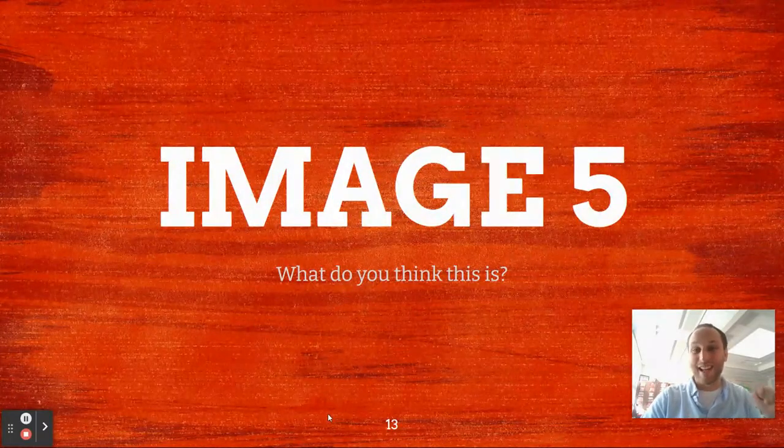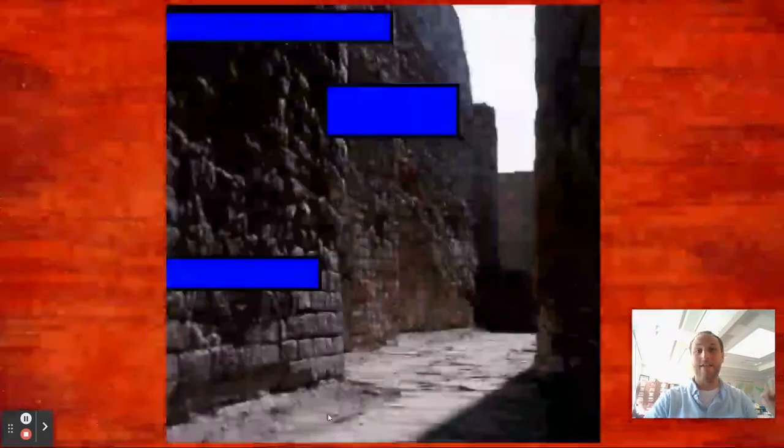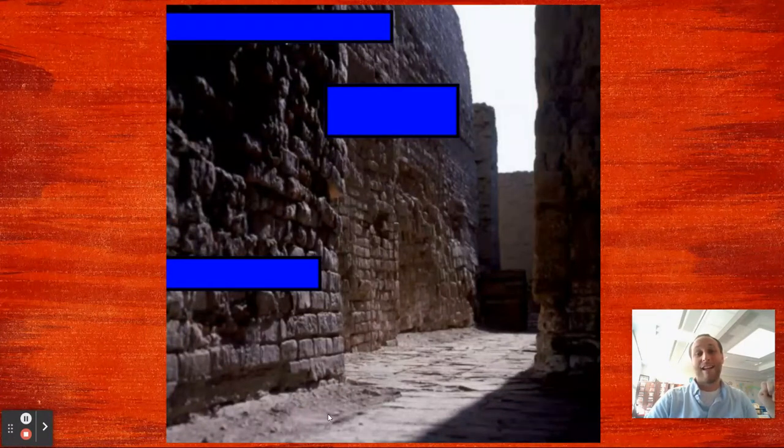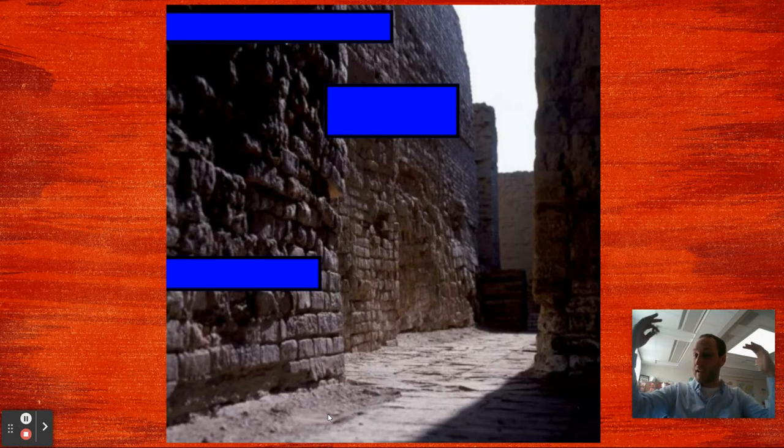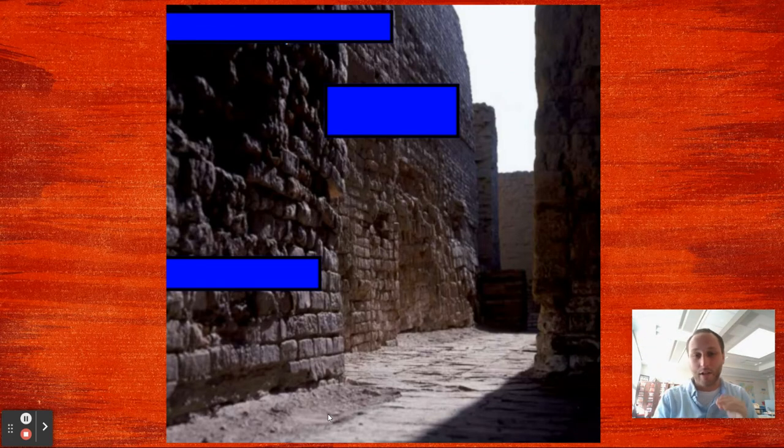All right, just a couple more. Image 5. What do you think this is? All right, this one's a little simpler. This one is just kind of like an alleyway through their multi-story homes. Remember, their homes were more like apartment style. They were multi-story. The upper classes would live higher at the top. The bottom would have some lower classes, and they would have multiple people living in these homes.